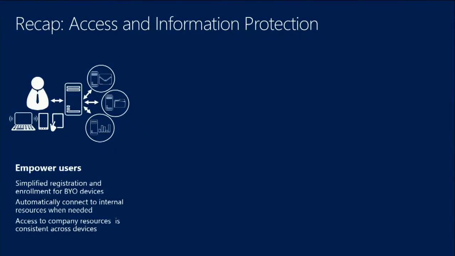So I'm going to recap the access and information protection. The first thing I talked about was empowering the users. Again, new scenarios here for empowering the users are registration and enrollment of these BYO devices. Another new capability is the automatic VPN, capability to automatically connect to an internal resource when it's needed by an application. And then the other new capability is the company portal.